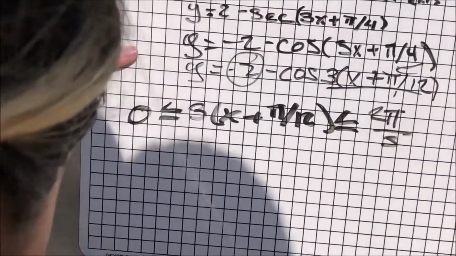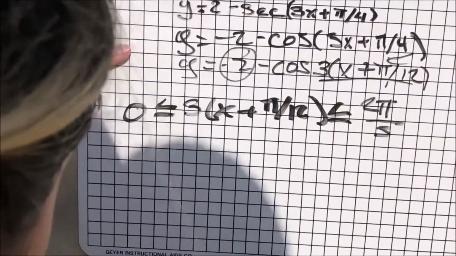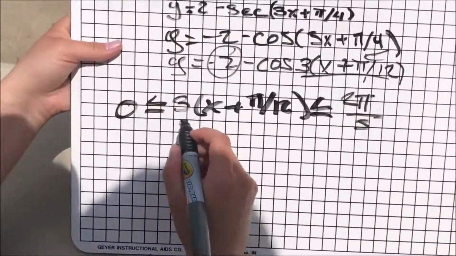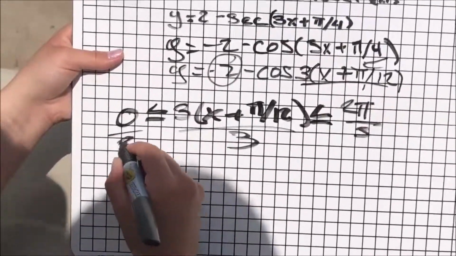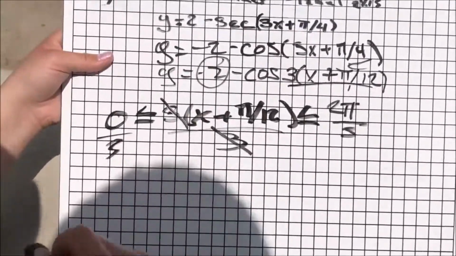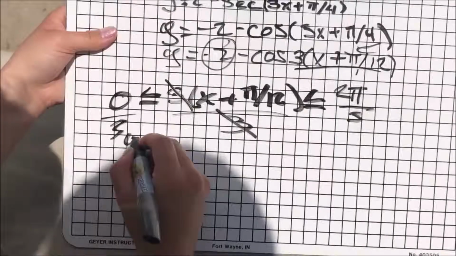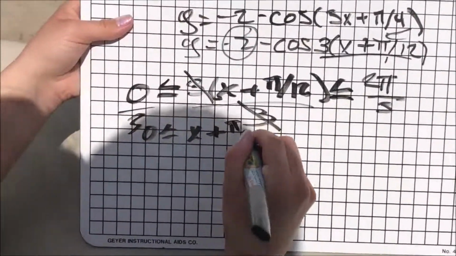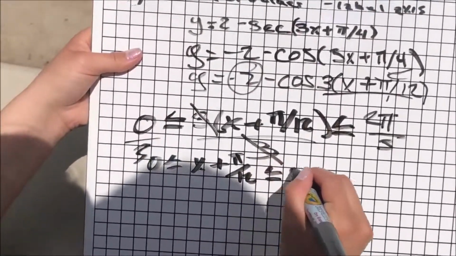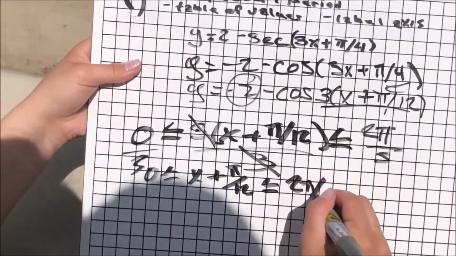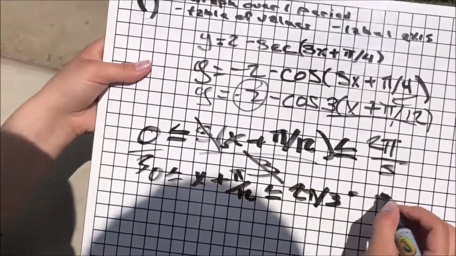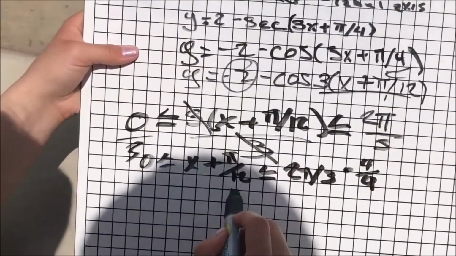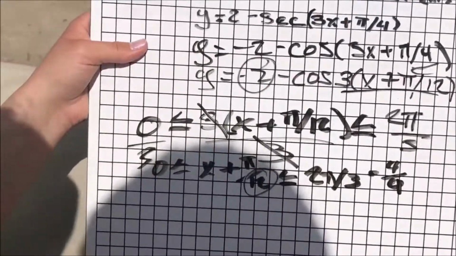Let's see. Yeah, 2 pi over 3. That's good. Okay, and then we're gonna divide by 3 on each side. That's what goes out. And we get 0 again, and then x plus pi over 12, and then 2 pi over 3. And then we're gonna multiply by 4 over 4, so we can make a common denominator.